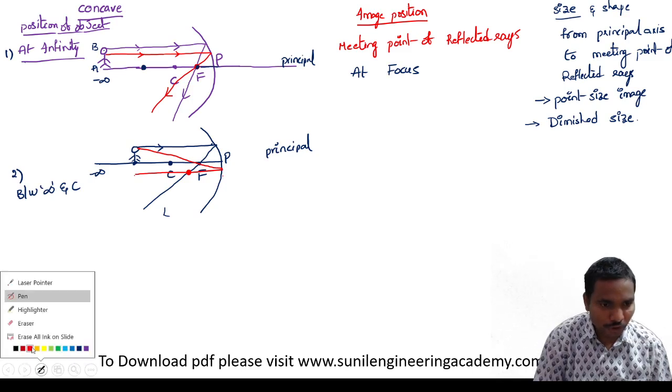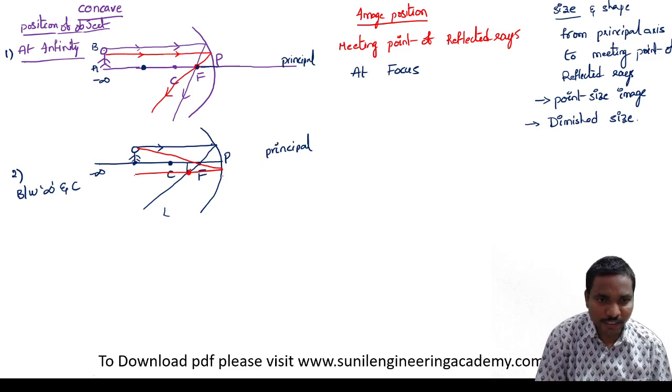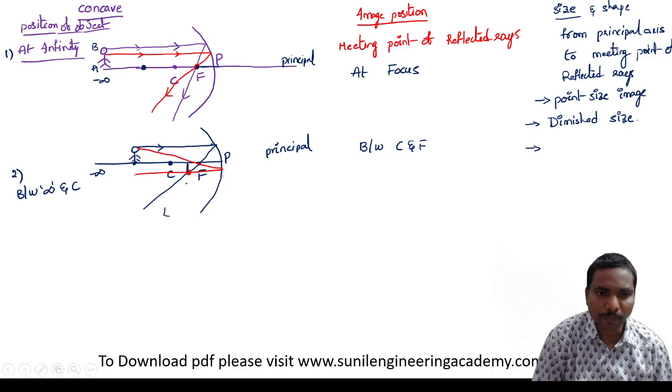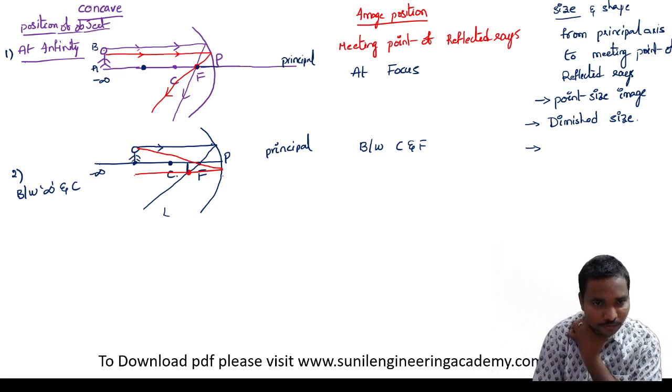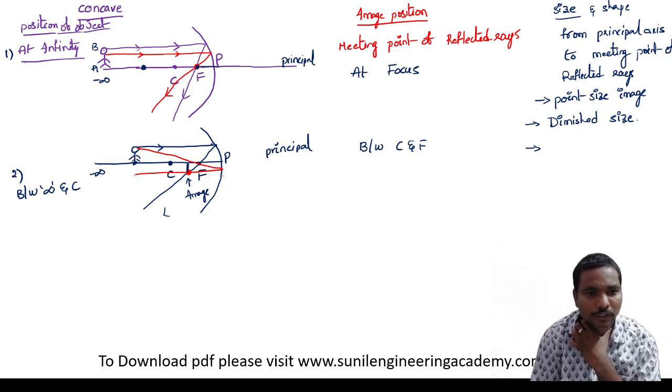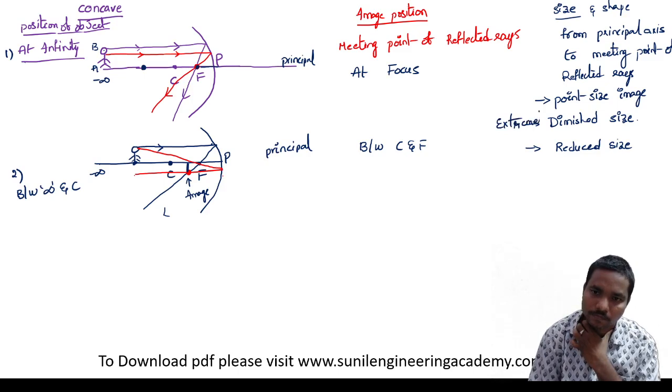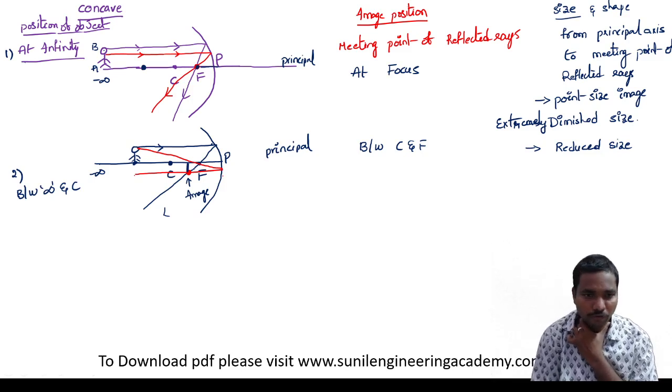So the image position is between C and F. And the size is nothing but the distance between the principal axis and the meeting point. So now this is the image. This is our image. Okay, so the image is somewhat reduced. Here it is somewhat high in size, here less in size. So the image is of somewhat reduced size. In the previous case, instead of diminished, it was highly diminished or extremely diminished, since it was point size. So for this one, reduced size, or we can say diminished size.